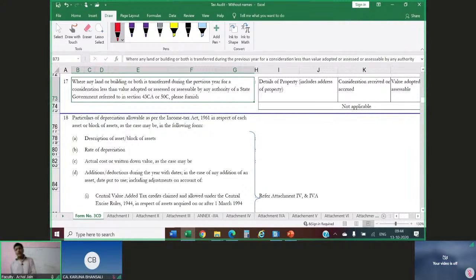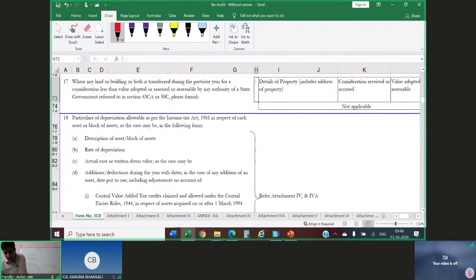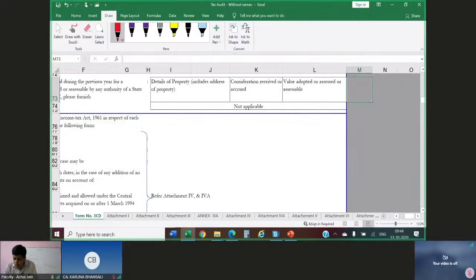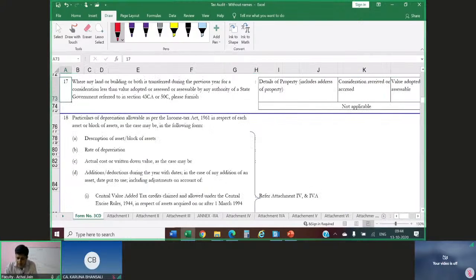And herein the format is also available. This format comes from the requirements of Form 3CD only. Let's see what is the format. Details of the property means the address of the property is required to be given. Consideration received or accrued. Value adopted or assessed or assessable.